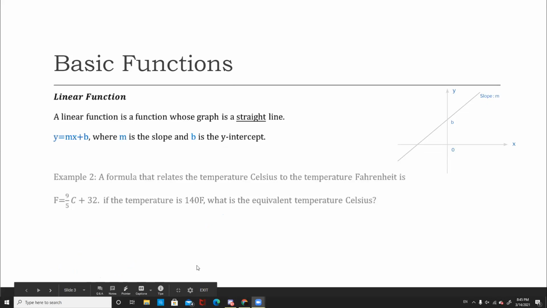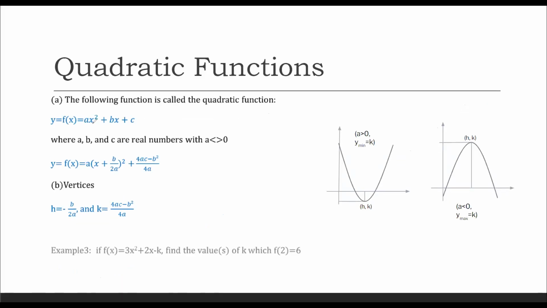So another type of function is called the quadratic function. You can write it as f(x) = ax² + bx + c, where a, b, and c are real numbers, but a is not equal to 0. You can also write it as f(x) = a(x + b/2a)² + (4ac − b²)/4a. The vertex, the minimum or maximum, will be h = −b/2a, and k will be equal to (4ac − b²)/4a.